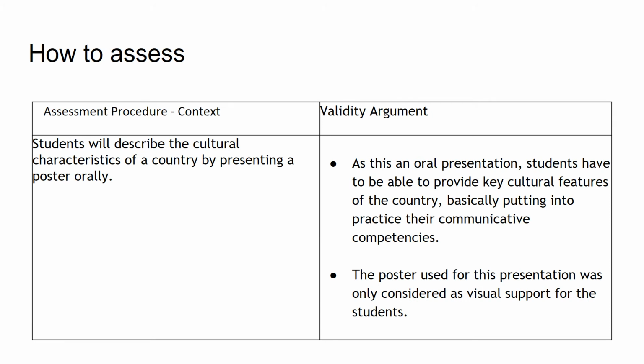How to assess? Assessment procedure context. The context for this activity was that students will describe the cultural characteristics of a country by presenting a poster orally, and they worked in pairs. The validity argument for this context is that as this is an oral presentation, students have to be able to provide key cultural features of the country, basically putting into practice their communicative competencies to describe the culture of a specific country. And the poster used for this presentation was only considered as a visual support for the students and their presentations.